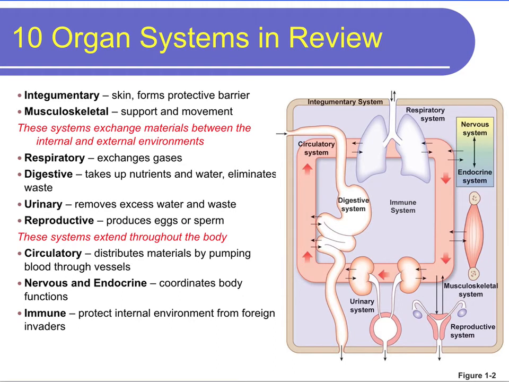The next four systems extend throughout the body. So the circulatory system distributes blood through our blood vessels through our body, and the materials within them, like red blood cells that carry oxygen, nutrients like glucose, gases like oxygen, which I already mentioned. Then we have our nervous system and the endocrine system, so neurons and hormones, and these systems really help coordinate your body function. And finally, we have our immune system, and that's really going to protect us from ourselves as well as from foreign invaders.